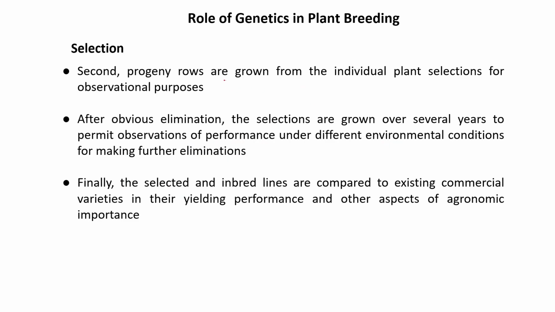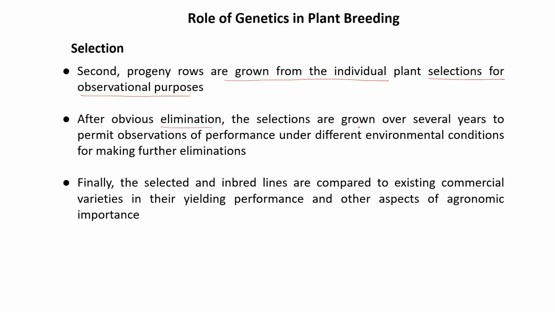Second, progeny rows are grown from the individual plants and selections are made for observational purposes. So we can have the progeny for all the selected varieties, and we can select by observation our desirable plant. After obvious elimination, that means we can eliminate the ones which we do not desire, and we can select the ones which have the desirable characteristics.